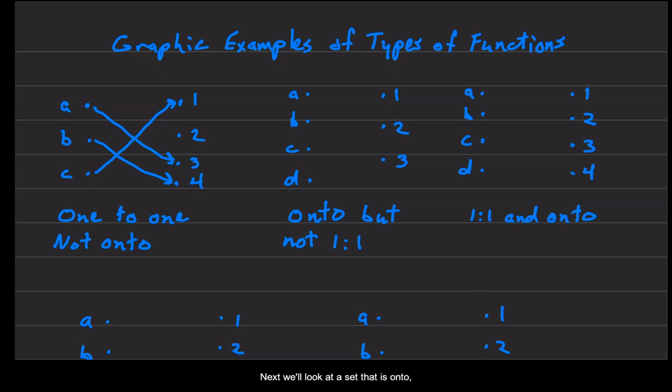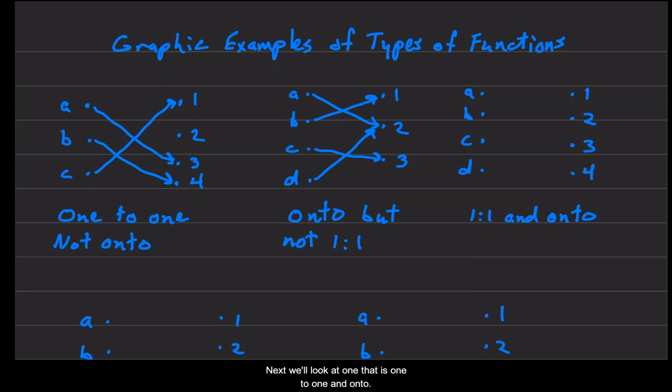Next, we'll look at a set that is onto, but not one-to-one. This is domain set {A, B, C, D}, codomain set {1, 2, 3}, with element A mapping to 2, B mapping to 1, C mapping to 3, and D mapping to 2. Since A and D both map to 2, this is not one-to-one. But it is onto because every element from the codomain is an image of an element from the domain.